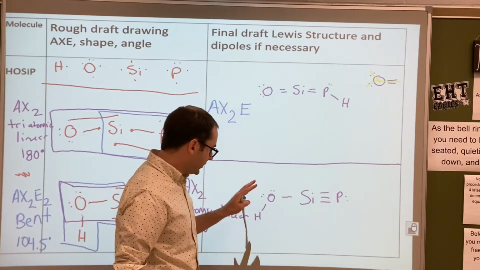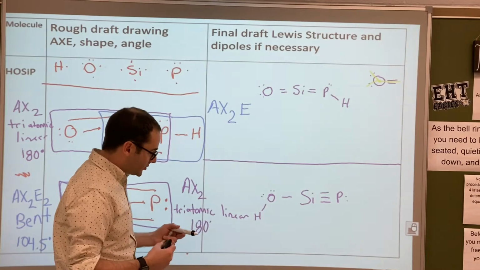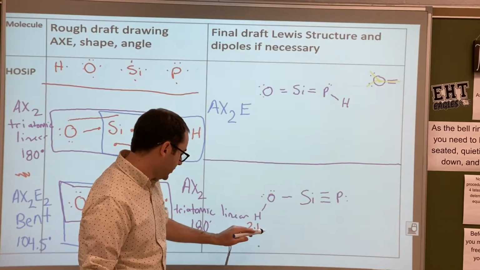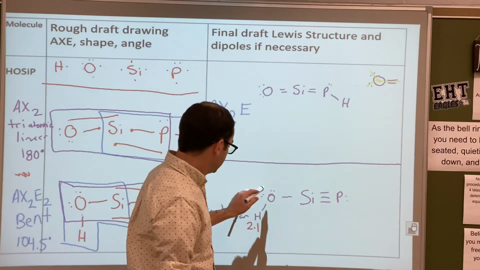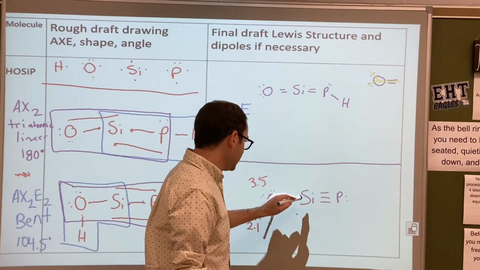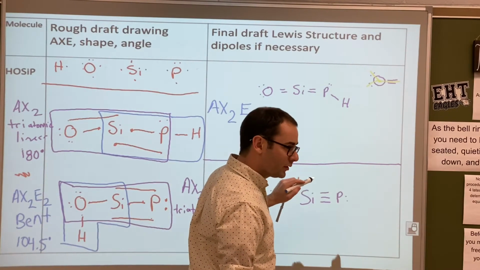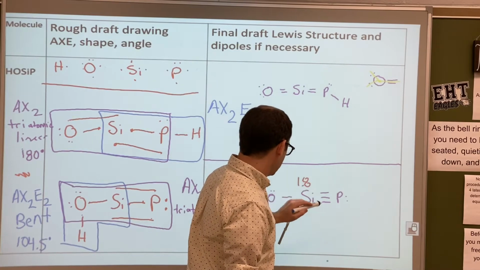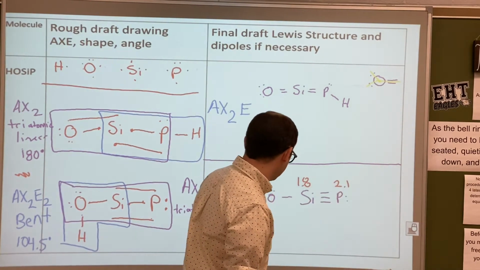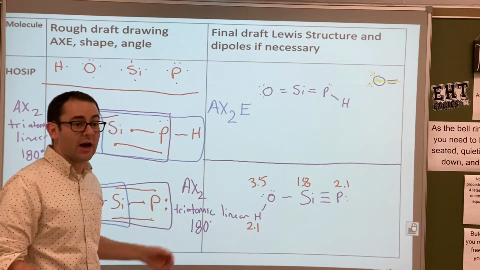All right, so let's check out the polarity of this molecule here. We need the electronegativities for everything. So we know that hydrogen is 2.1. What's oxygen? 3.5, okay, good. Silicon is? What is it, 1.8? Good, 1.8, and then phosphorus is 2.1. Okay. So with this one, we see that oxygen has the highest number, right?